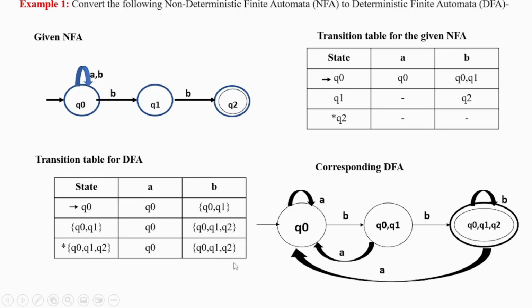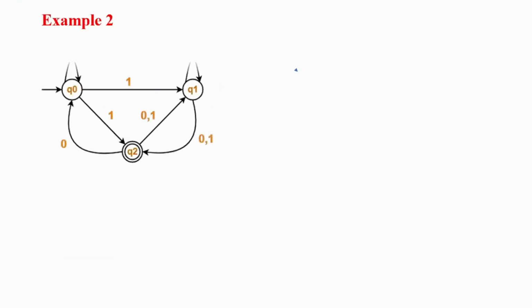So the first step is to draw the transition table from the given NFA, then complete the table for DFA by combining the rows. Then from the transition table for DFA, draw the DFA. Right? Let's see one more example. So this is another NFA.